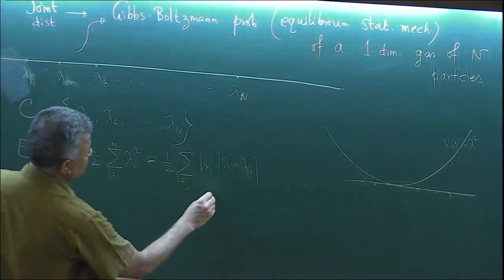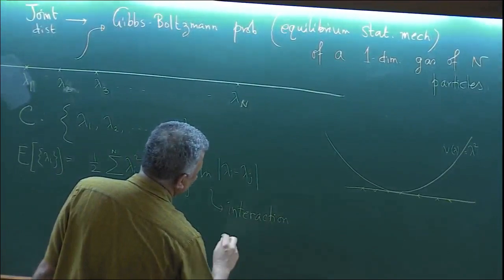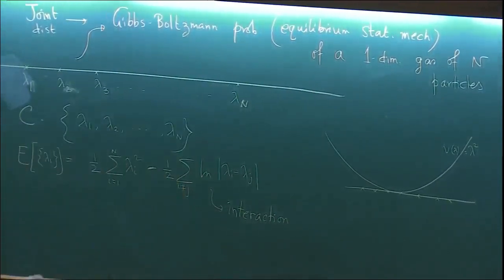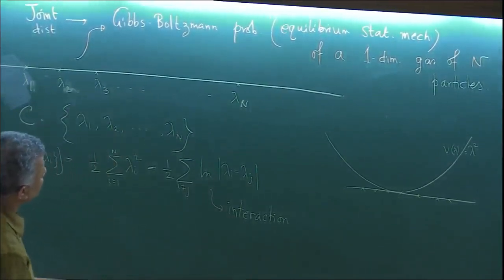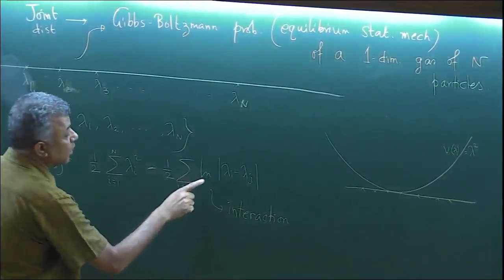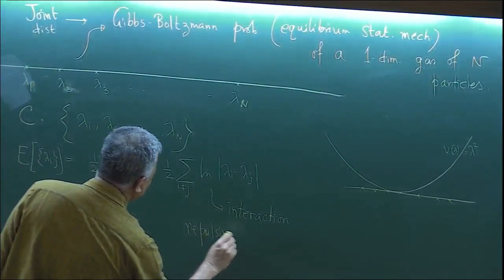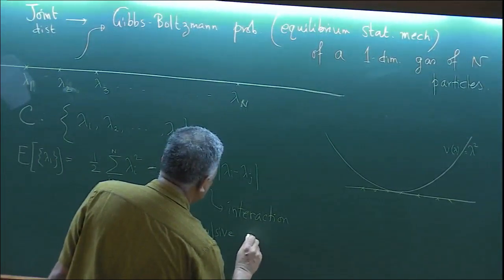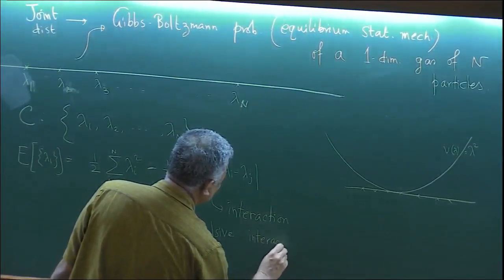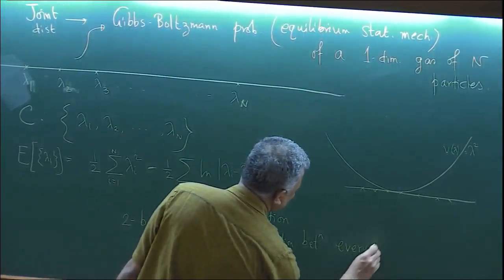Whereas this term is the interaction term. So these particles are not non-interacting, they're interacting. And the interaction term is between every pair of particles. Okay? So you take the ith particle and the jth particle and look at the position difference. And the sign here tells you that this is a repulsion, right? It's a two-body repulsive interaction between every pair of particles.